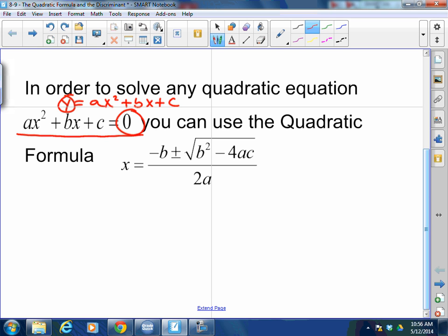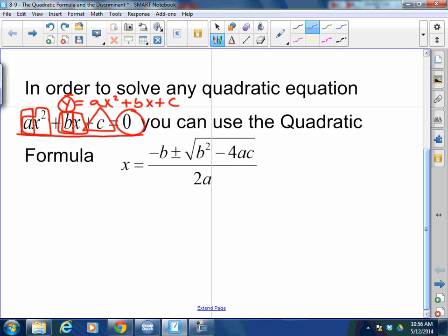Now, the a, my friends, belongs to the x squared. Please, that will never change. The coefficient of the x squared is a. The coefficient of the x alone is b. And the number all by itself is called the constant. That's c. In order to use the quadratic formula, you must write the function in standard form.